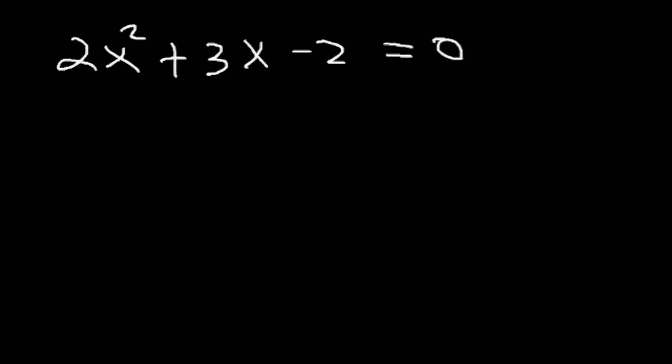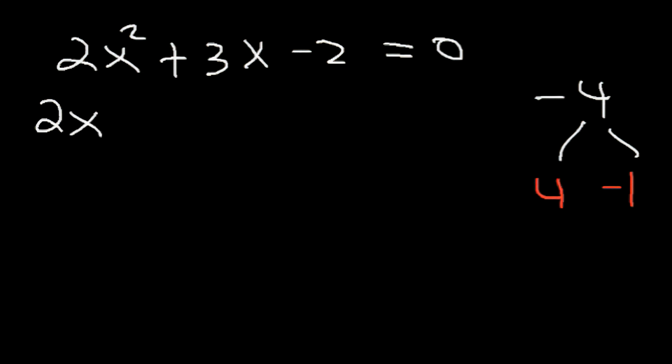Now, what if you have a trinomial where the leading coefficient is not 1? How can you factor this expression in order to solve for x? In this case, you need to multiply 2 and negative 2. 2 times negative 2 is negative 4. You need to find two numbers that multiply to negative 4 but still add to the middle term, 3. So this is going to be 4 and negative 1. 4 plus negative 1 is positive 3, and 4 times negative 1 is still negative 4.